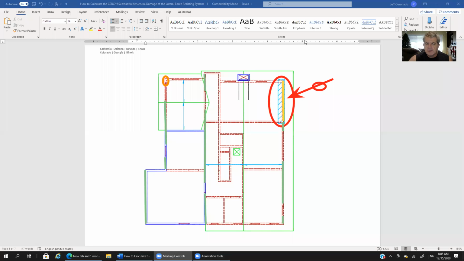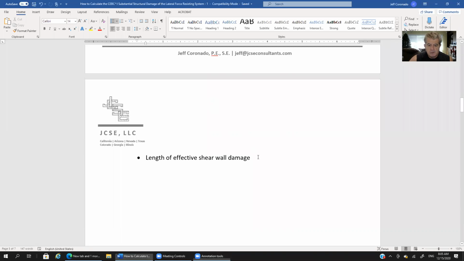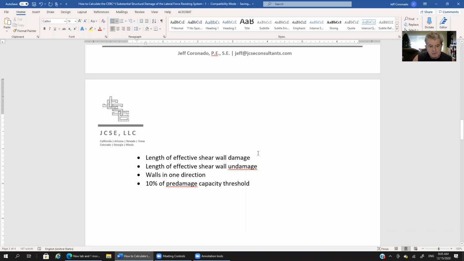Okay, so let me clear the screen and scroll down here. We've covered this. 10% of pre-damage capacity is our threshold. So the threshold that we are checking for is 10%. If our effective length that has been compromised exceeds 10% of the total effective length of shear wall that we had in any given direction at any given floor, we have triggered substantial structural damage.